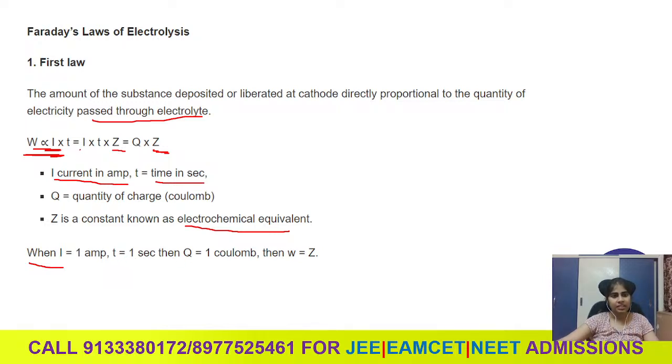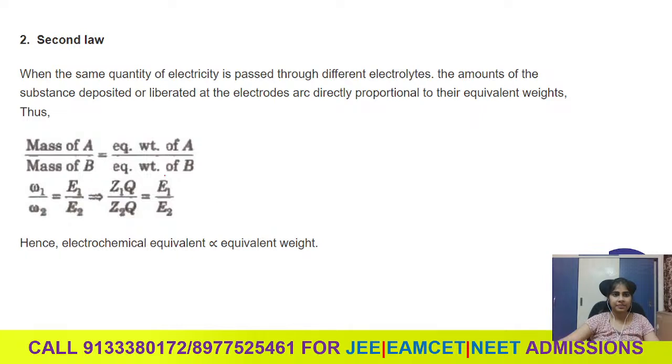See, when this is 1 and this is 1, what happens to the amount of the substance deposited? That is equal to Z. That is, the amount of the substance is equal to the electrochemical equivalent.